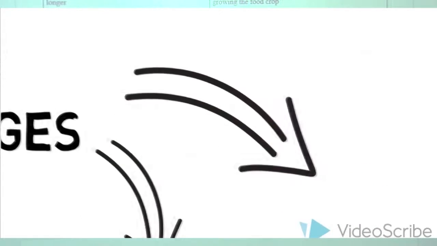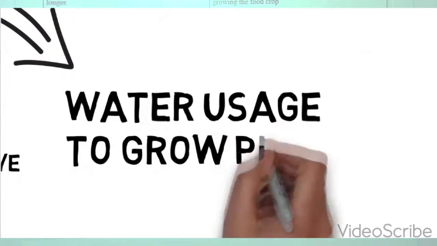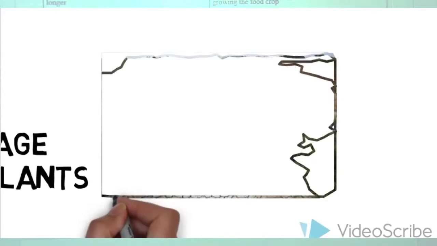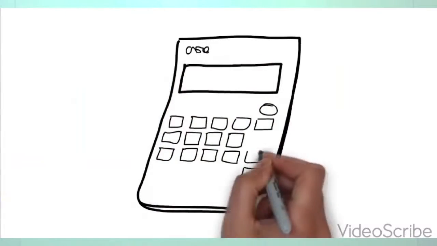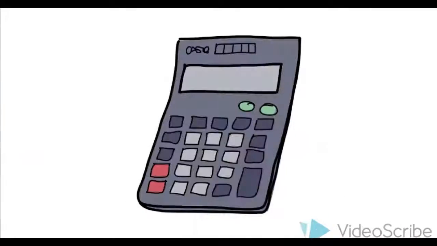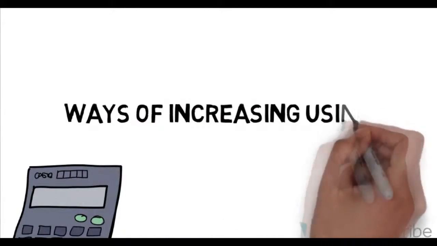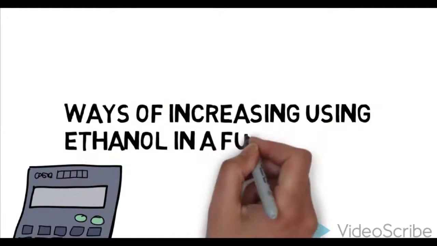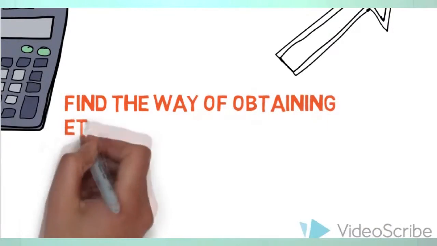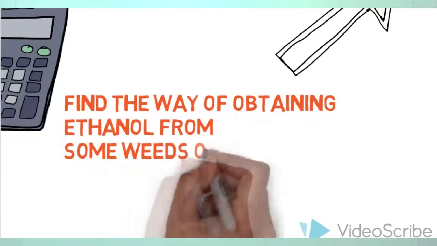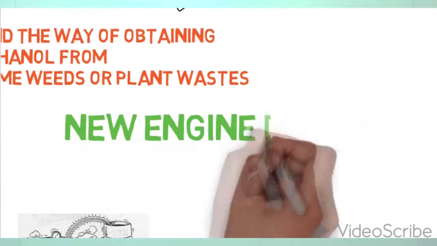Dear guys, how do you think, in what ways could the use of ethanol be increased in the future? Now, scientists discuss 2 points. The first point is finding a way of obtaining ethanol from some weeds or plant wastes. And another one, designing a new engine. Solving both of these would allow us to obtain bioethanol as a cheaper fuel.